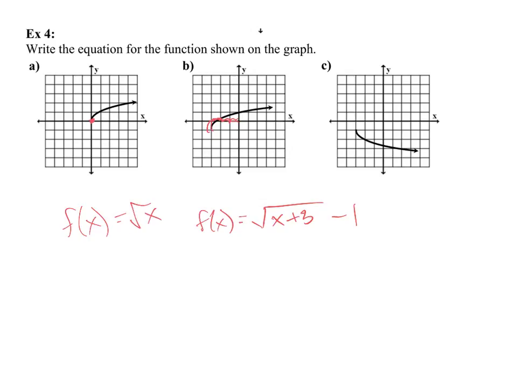And then what happened to the graph now? It has the same starting point, but it flipped. All right, and when that happens, and it flips over the line that passes through the starting point here, it essentially reflected over that line, right? When that happens, you throw a negative in front of the function. So it's going to be x plus 3 inside and minus 1 on the outside.